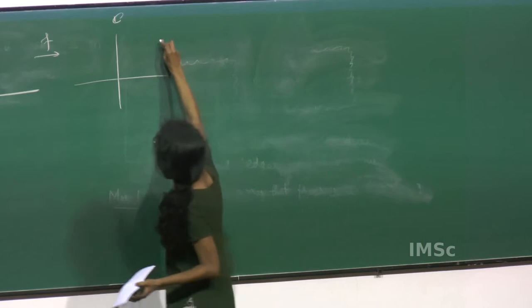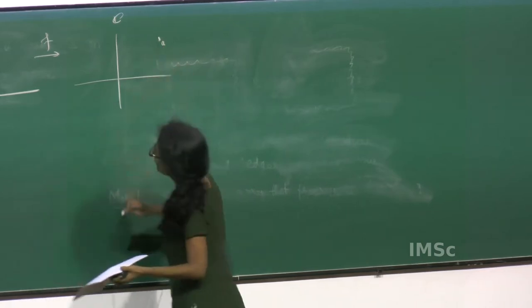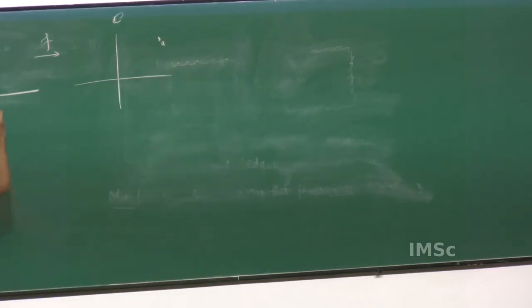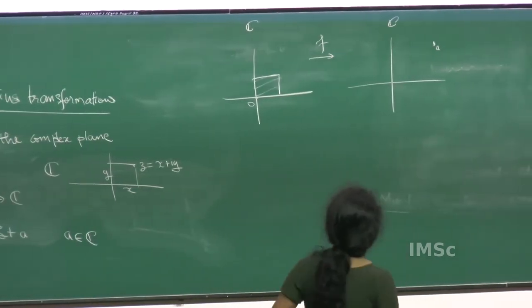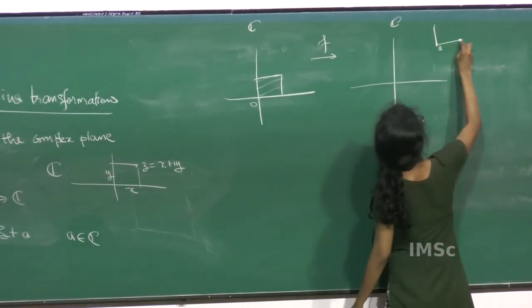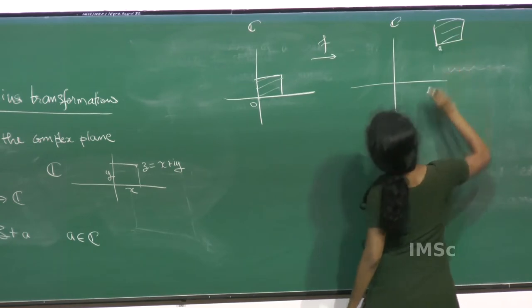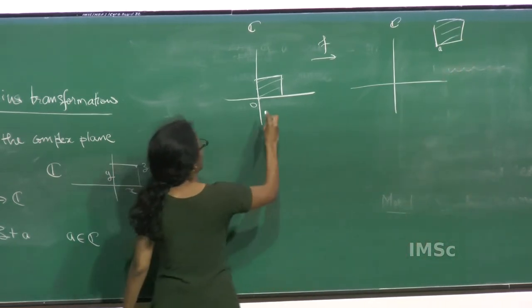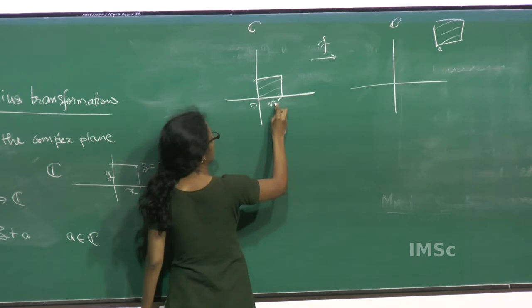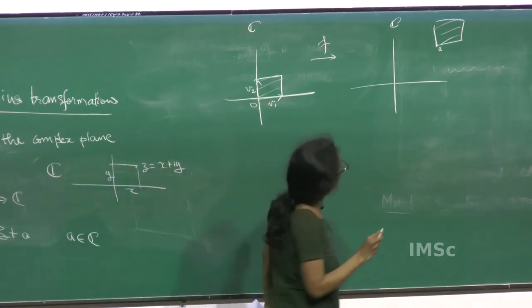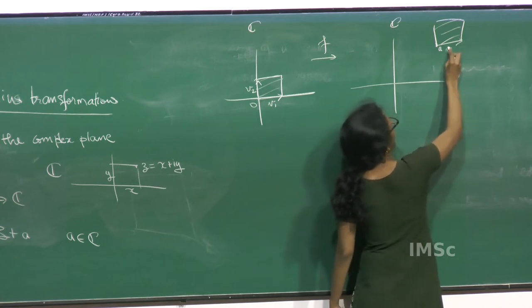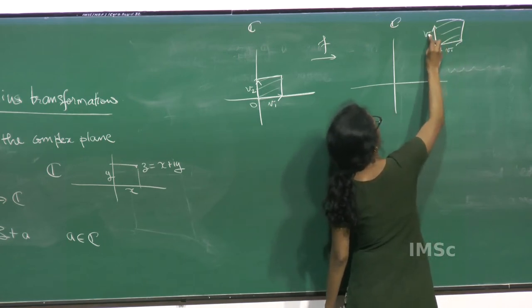Yes. So let's say our A is here, OK? And if I take a square at A, what is the square mapped to? In particular, this side of the square, let's call it V1, and this is V2. This is mapped to V1 here and V2 here.